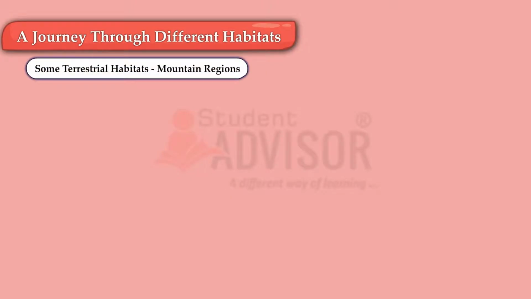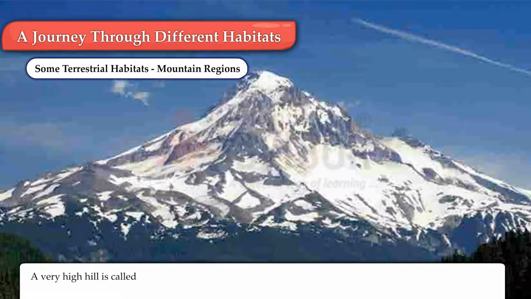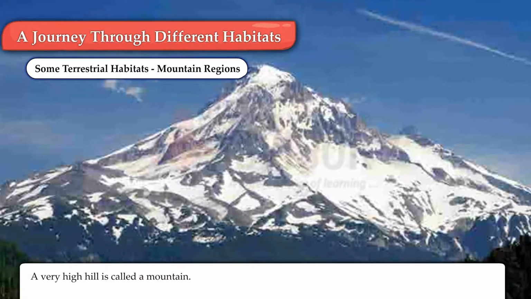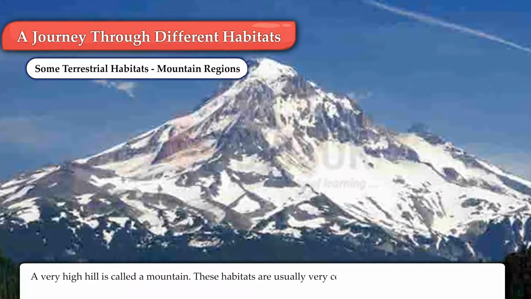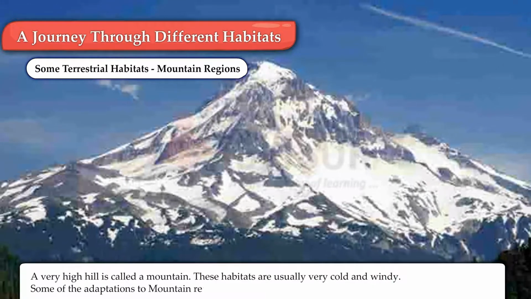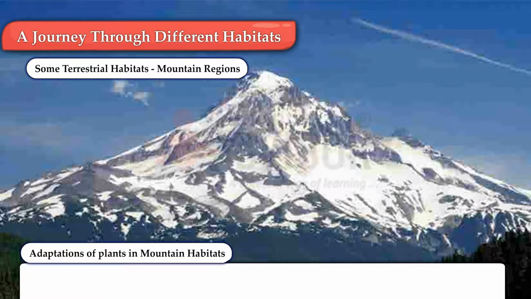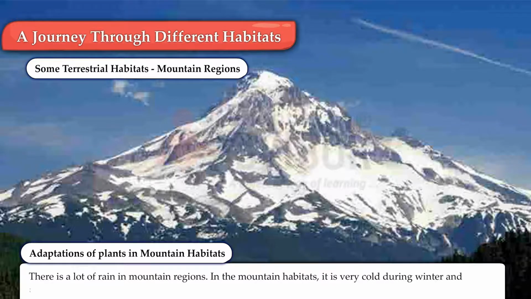Some terrestrial habitats, mountain regions. A very high hill is called a mountain. These habitats are usually very cold and windy. Some of the adaptations to mountain regions are adaptations in plants to mountain habitats. There is a lot of rain in mountain regions. In the mountain habitats, it is very cold during winter and snowfall may also occur.